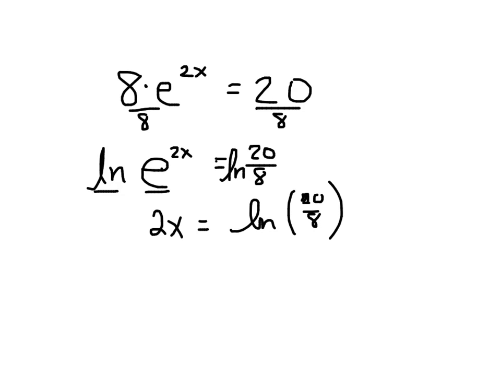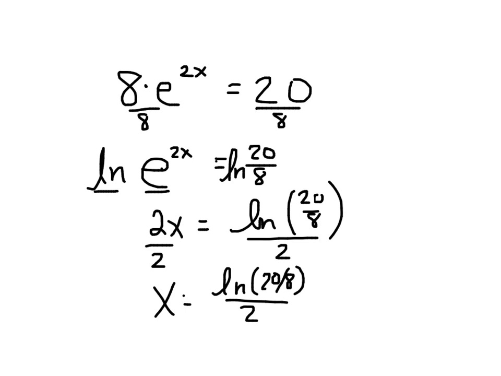Okay, so, it's a bad looking 20 there. Then we divide by 2, and we get x equals the ln of 20/8, and divided by the whole thing by 2. That's the exact answer. When you type this in the calculator, the ln should come up with an automatic parenthesis. You type 20 divided by 8, then close it, then divide it by 2, and you'll get the answer of approximately 0.458.